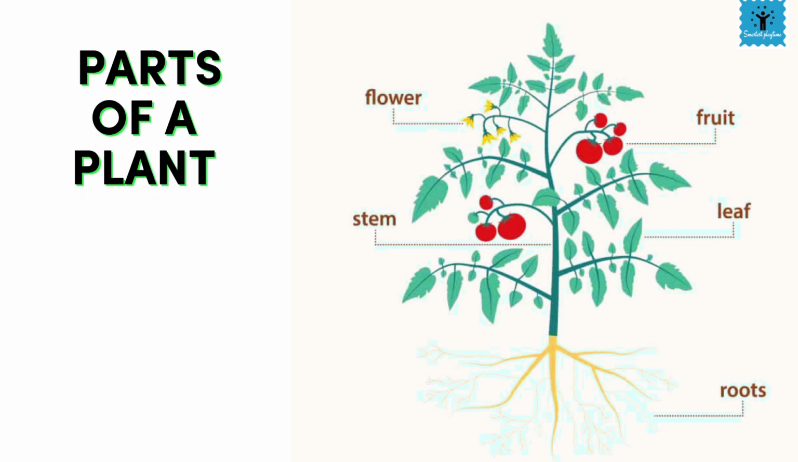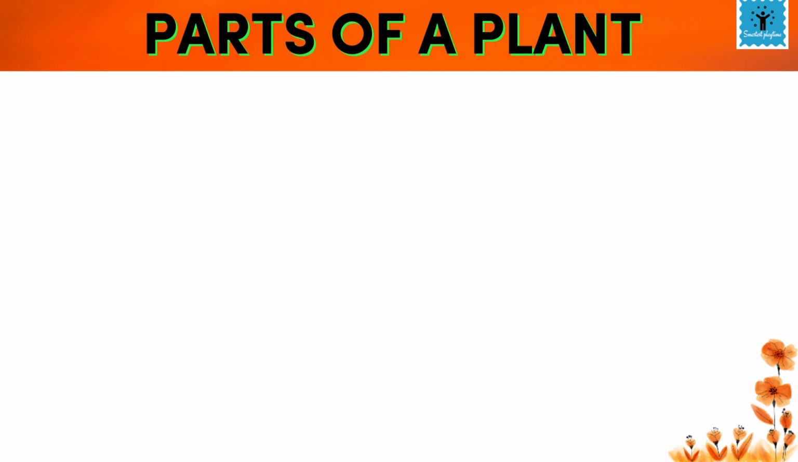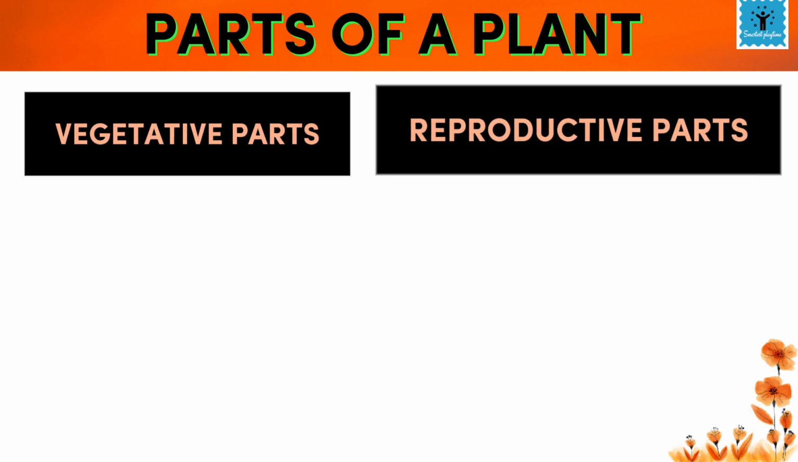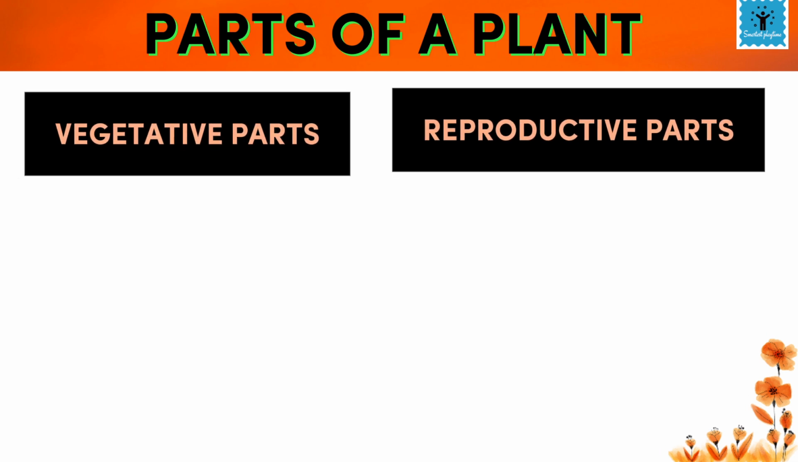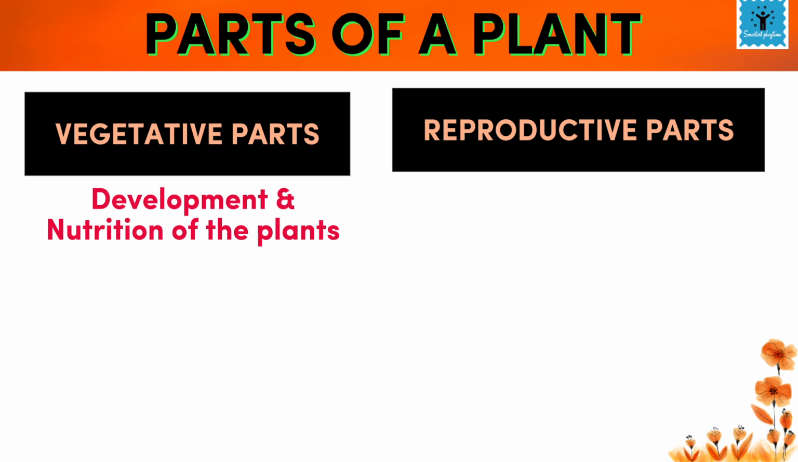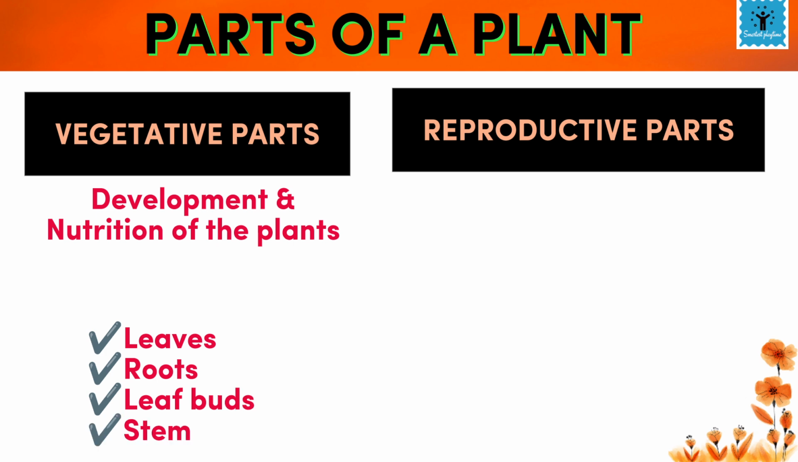Different parts of the plants are classified into vegetative and reproductive parts, and each part is responsible for a certain function. Vegetative parts are responsible for the development and nutrition of the plant. Vegetative parts include leaves, roots, leaf buds, and stems, although they are not directly involved in seed production.